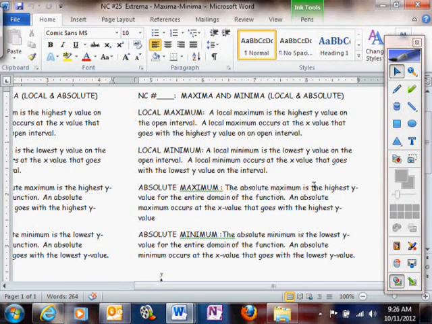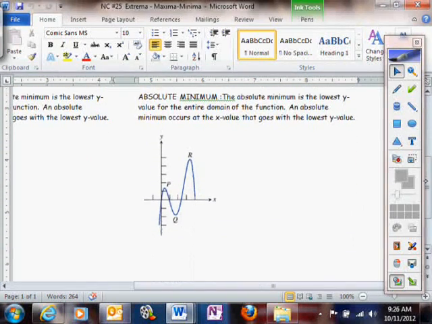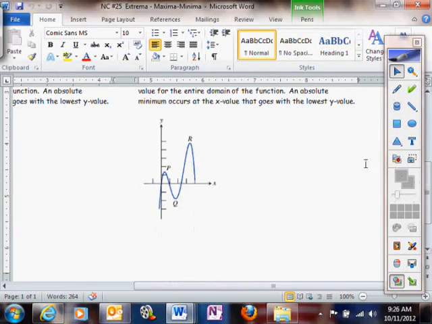Absolute maximum is the highest y value for the entire domain of the function. An absolute maximum occurs at the x value that goes with the highest y value. Absolute minimum is the lowest y value for the entire domain of the function. An absolute minimum occurs at the x value that goes with the lowest y value. Now that may not make much sense now, but hopefully when I finish talking about this graph, it'll make all the sense in the world.